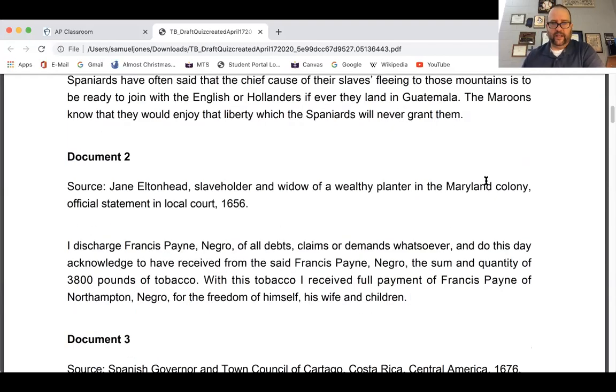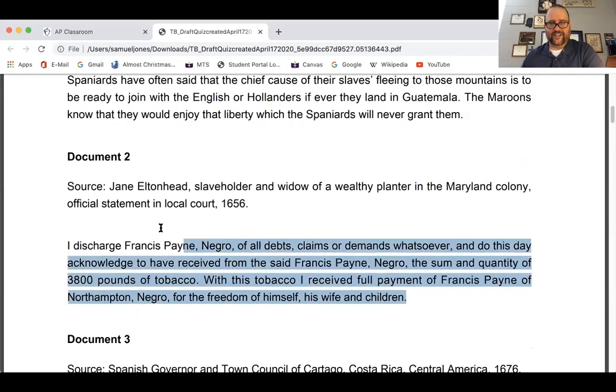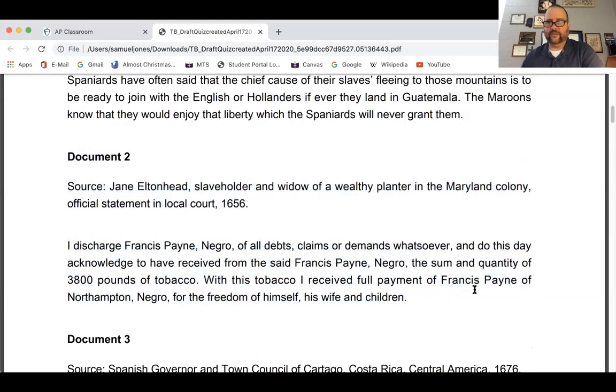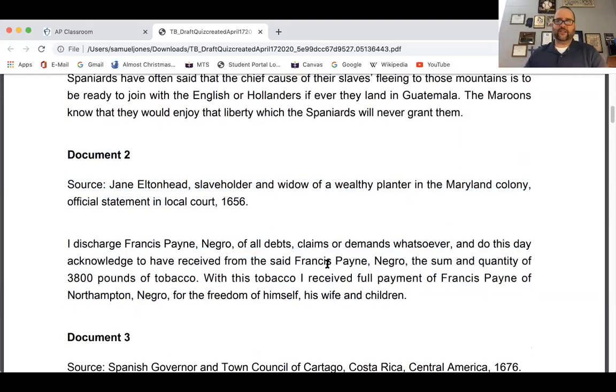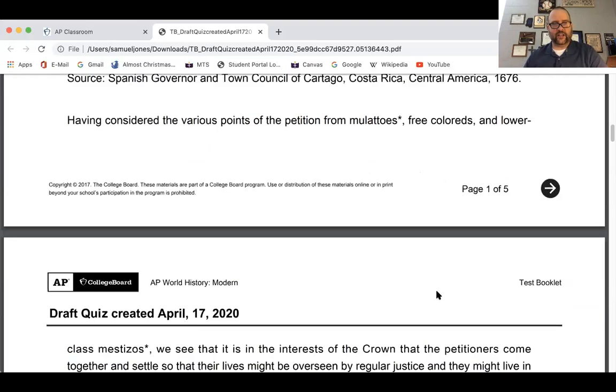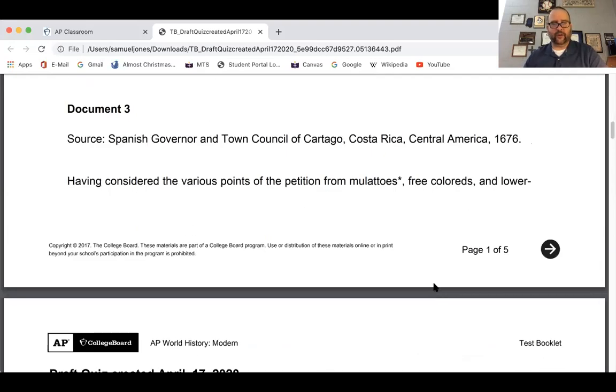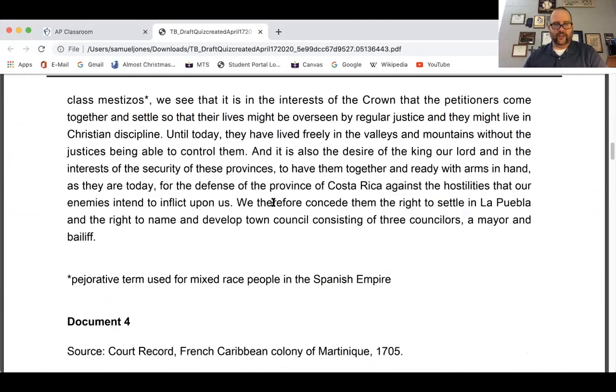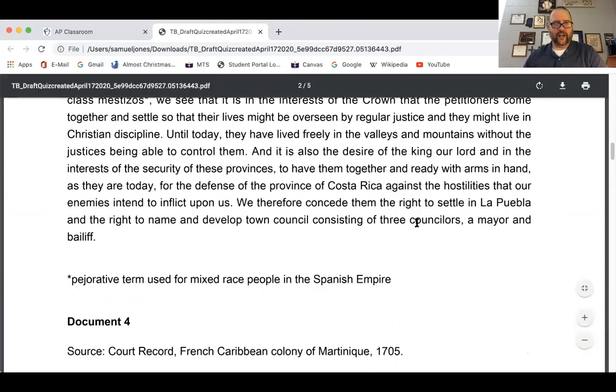Not sure yet. Remember, this lady here is granting somebody their freedom. What does that mean? You know, so that's an economic group that's pulling here. I receive full payment. Document 3, which we didn't cover, also is an economic one too. I probably should have covered that one, but I didn't.